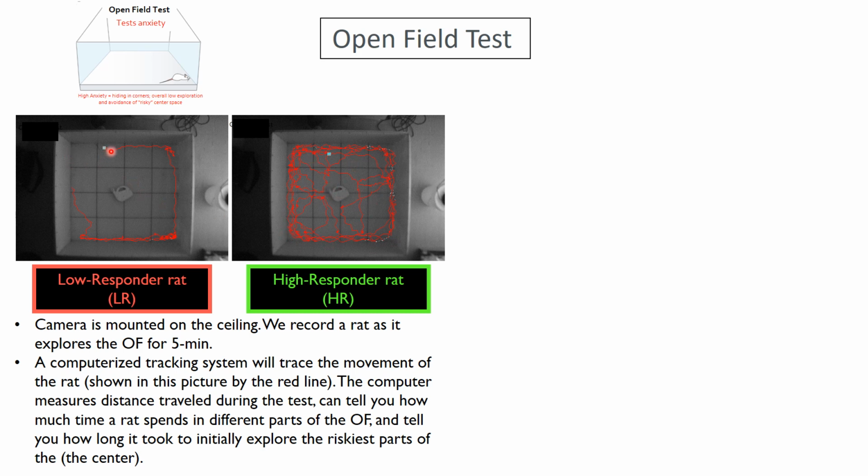This red line here is just showing the path that the rat takes over a 5-minute period. You've got a camera on top of the ceiling, and you can just monitor how much time the rat spends in the middle versus the outside, and also how much movement they're doing or whether they're just sitting in the same place.